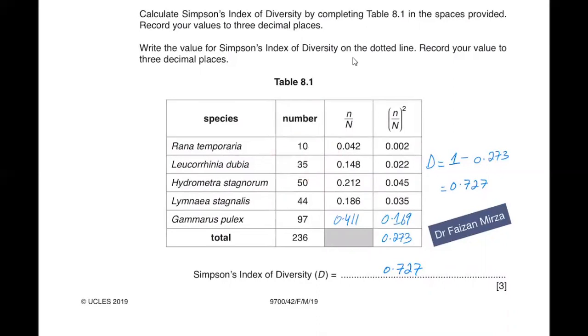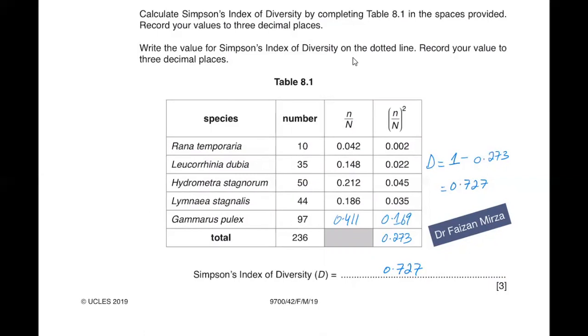And you can see this is already given for all the organisms. The next small n is 35. For this, it is already done for you. You divide 35 by 236 and you just square it. Towards the end, the last organism's small n is 97. You just divide this 97 by, again, 236 and you'll get the answer 0.411. We always write the answer in 3 decimal places here, and then you square it. So we get the answer 0.169.